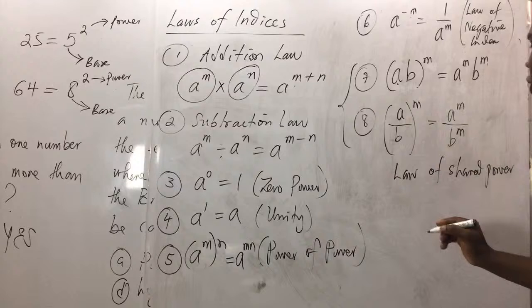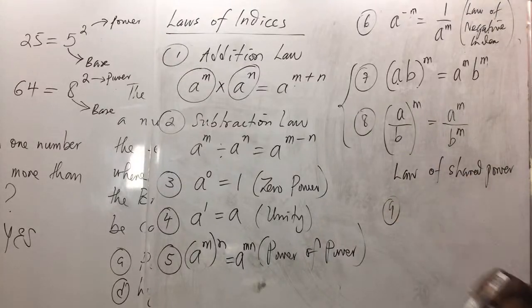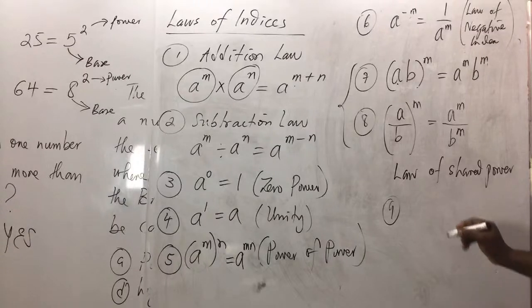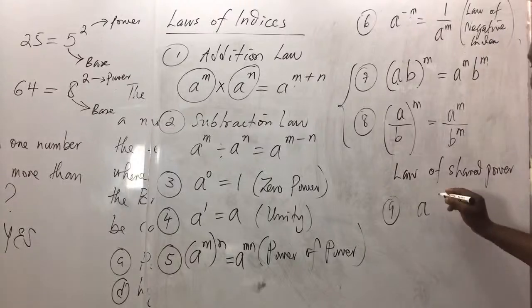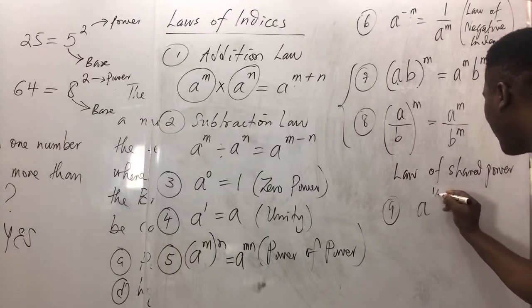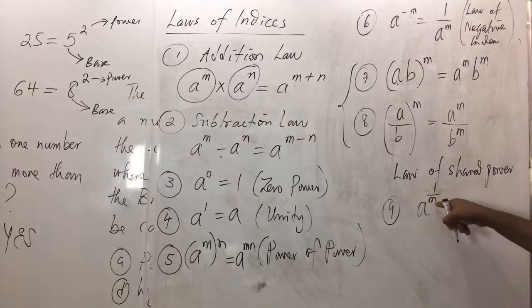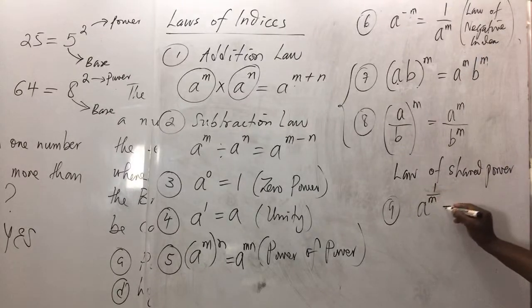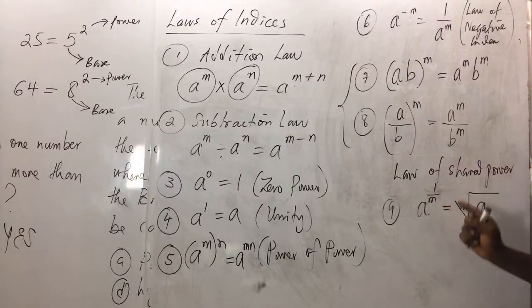Now let's go to law number 9 and 10. Law number 9 and law number 10 are variations of one another. So let's look at those laws. What does the law say? A raised to power 1 over n, or let's use 1 over m to be consistent. A raised to the power 1 over m is equal to the mth root of a. So what do we call this law? This law is called the law of fractional index.